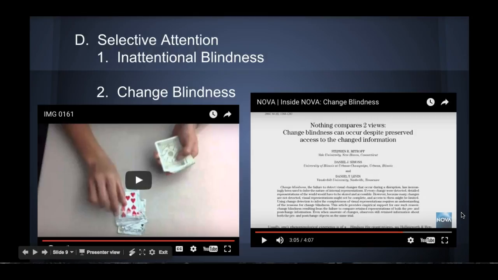And more often than not, people did not notice that it was a different person that gave them the form than the person that they actually approached. Again, another example of change blindness, because they actually changed something in the environment, but nobody actually noticed. So those are two examples of what selective attention can do.